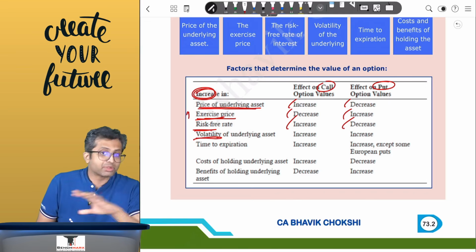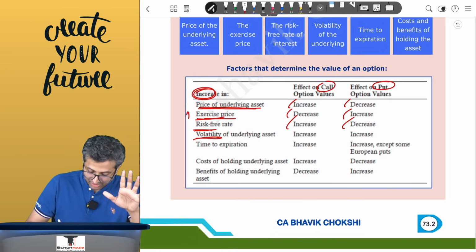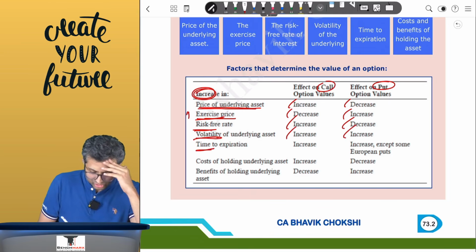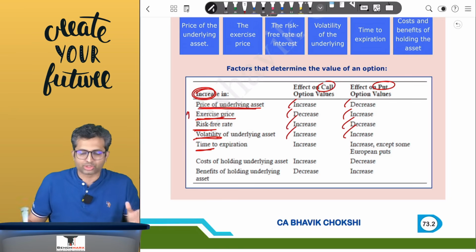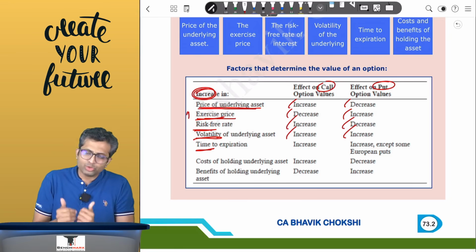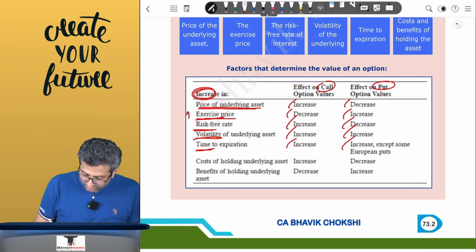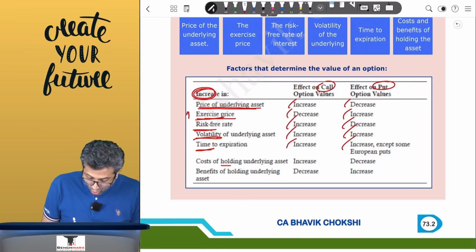Volatility, well, remember, this is uncertainty. The more the volatility, whether it is a call option or a put option, both of their values will increase. And time to expiration, it's like an insurance contract. So if your time reduces, value also reduces. If your time increases, value also increases. So in general, we will say there is an increase. There is an exception, but in general, there is an increase.